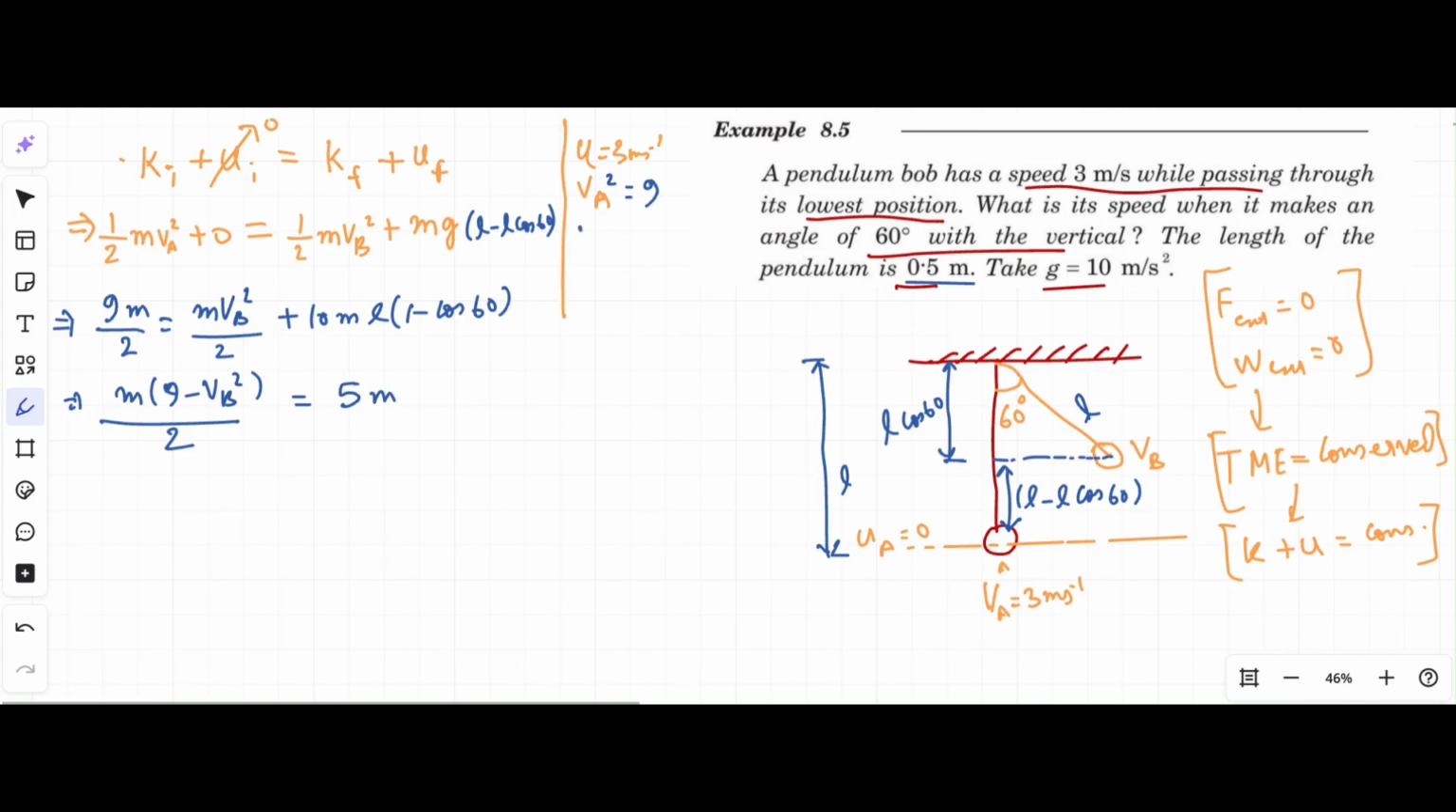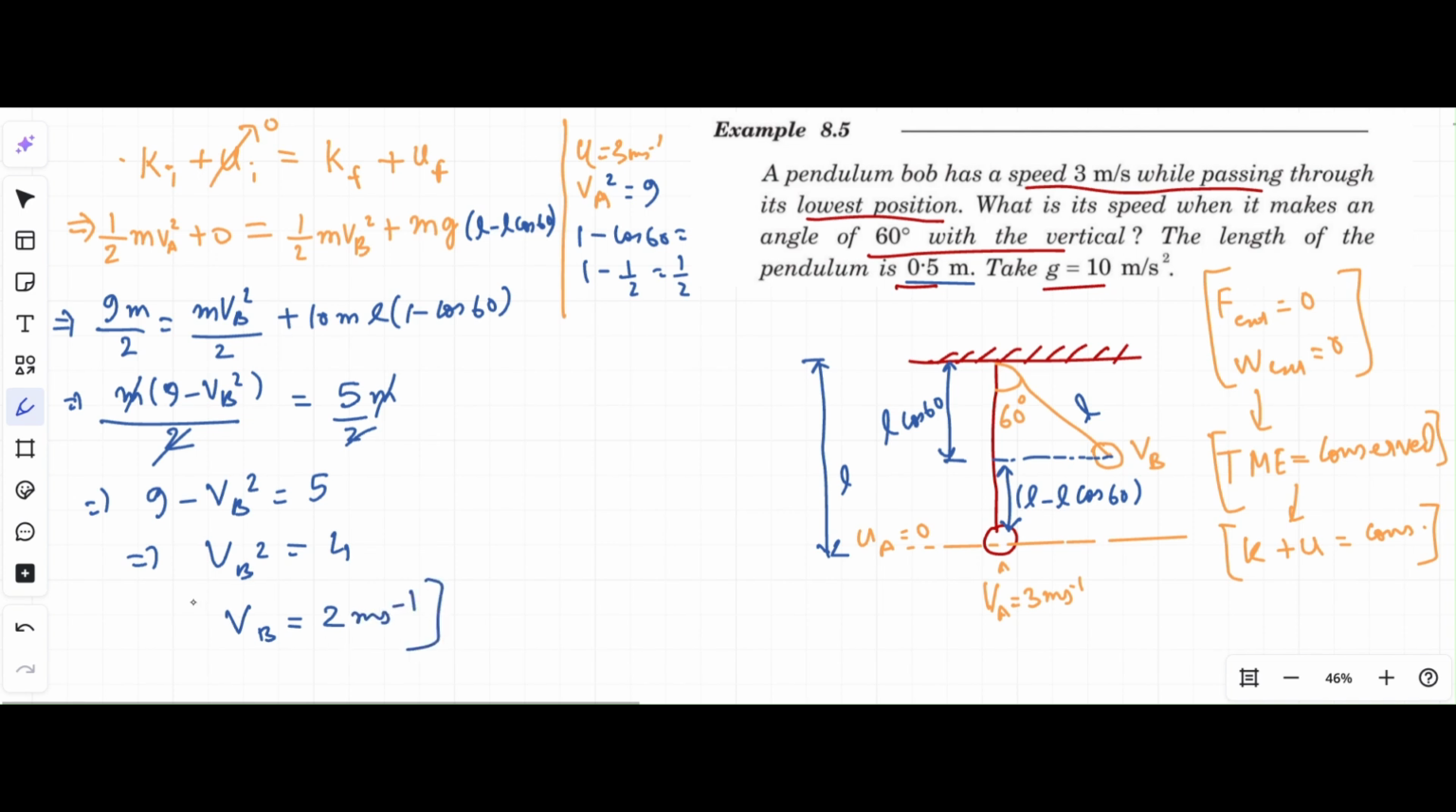What is 1 minus cos 60? 1 minus cos 60 is 1 minus 1 by 2, which is equivalent to 1 by 2. So this becomes 5 by 2. 2 gets cancelled, and m and m get cancelled, so it comes as 9 minus vb square is equal to 5. vb square is equal to 9 minus 5, which is 4. So vb is equal to 2 meter per second.